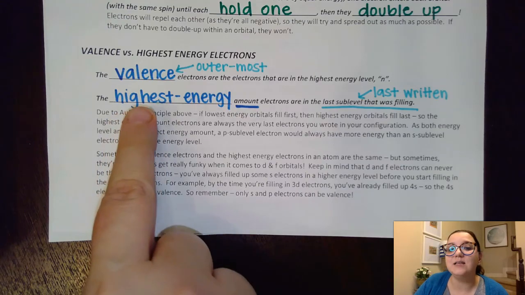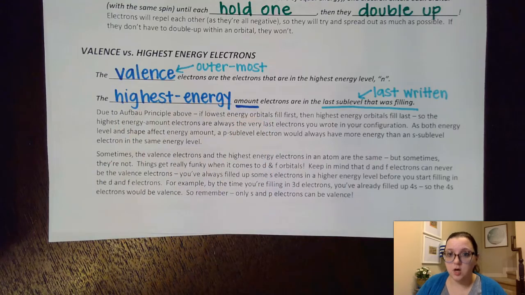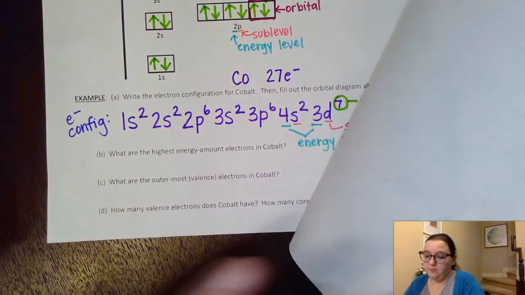Also, our highest energy amount electrons are in the last sublevel that was filling, whatever the last thing you wrote was. Because remember, Aufbau says we fill lowest energy amount first, and so therefore the highest energy amount would come last. So we have to be careful. Sometimes the valence and the highest energy electrons are the same, but sometimes they're different. It depends on what kind of substance or what kind of element you have and what kind of energy levels and sublevels are involved. So we have to be really careful with this and asking us, hey, what do we have going on here? So with that said, let's look at our example that we saw.